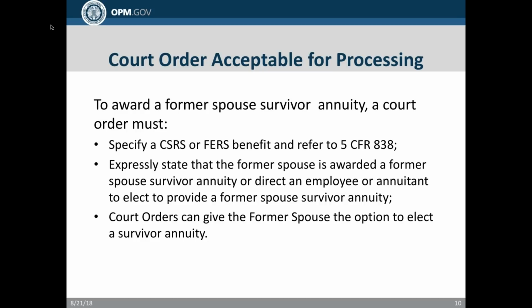To award a former spouse survivor annuity, a court order must specify a survivor benefit and refer to our regulations, Title 5 of the CFR, Part 838. And it must expressly state that the former spouse is awarded a former spouse survivor annuity or direct an employee or annuitant to elect to provide a former spouse survivor annuity. Court orders can give the former spouse the option to elect a survivor annuity.